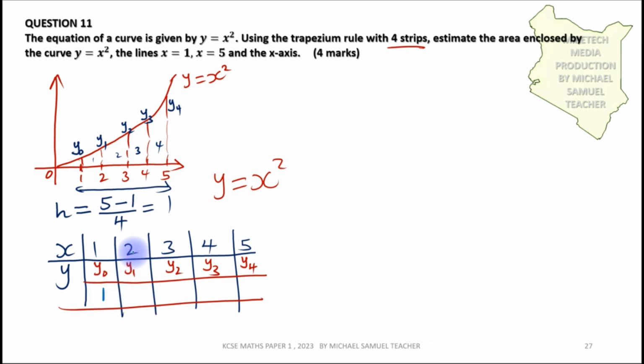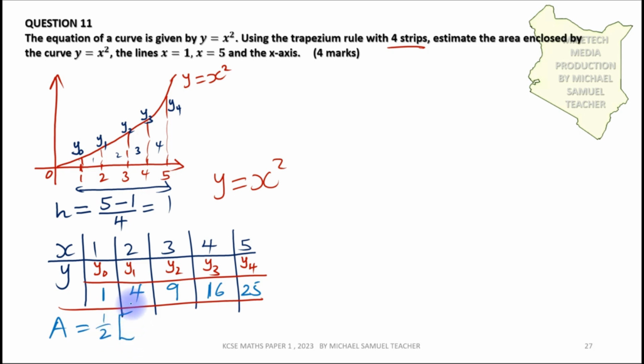When x is 2, y is 2 squared, 4. When x is 3, y is 3 squared, which is 9. When x is 4, y3 will be 16. Then when x is 5, y4 will be 25. Therefore, the area is given by a half.